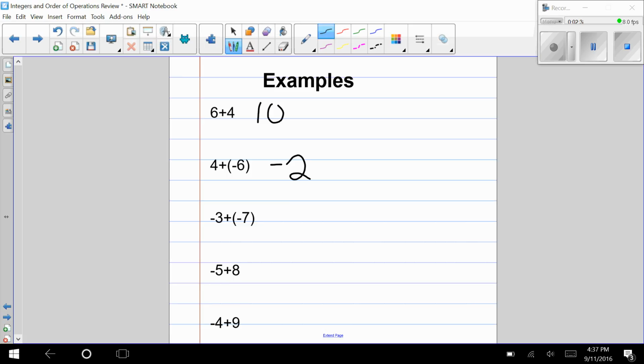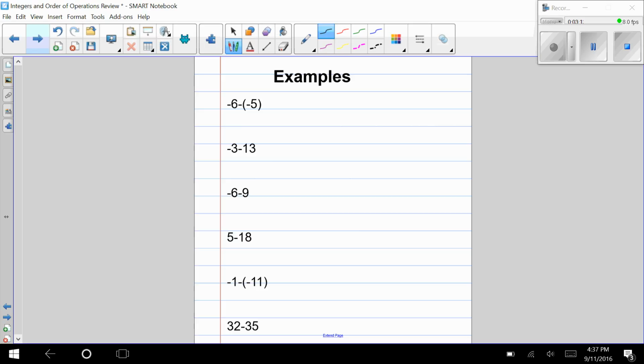For negative 3 plus negative 7, both numbers are negatives, which means my answer is negative, and then I just add the 3 and the 7, which makes my answer negative 10. Negative 5 plus 8, I have more positives. The 8 is bigger. My answer is positive. And then I take the 8 minus the 5, which leaves me with 3. And for negative 4 plus 9, I have more positives because the 9 is bigger. So I take 9 minus 4. My answer is 5.